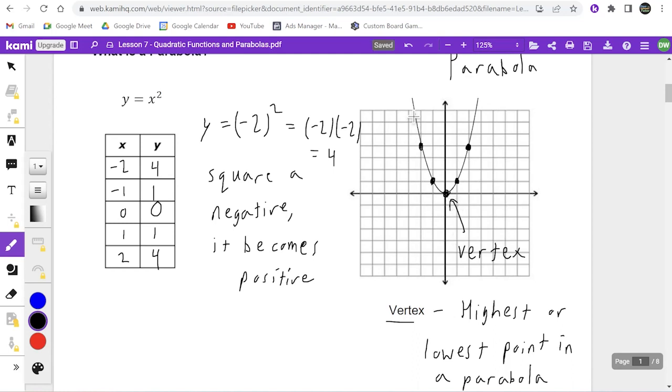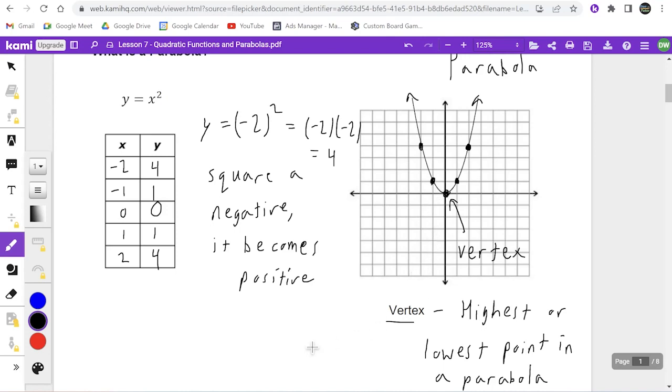There is no highest point. This graph goes on forever, right? So it only has a lowest point. You're never going to have both for a parabola. You're never going to have a highest and lowest point. You're either going to have one or the other. So there we go. There's the vertex. We see it's at 0, 0.